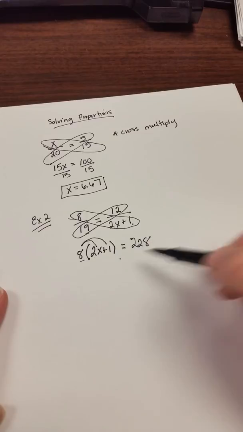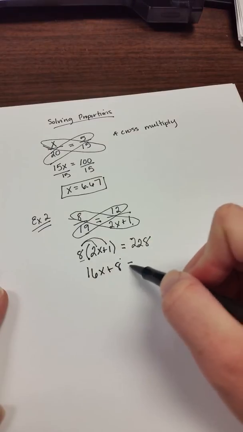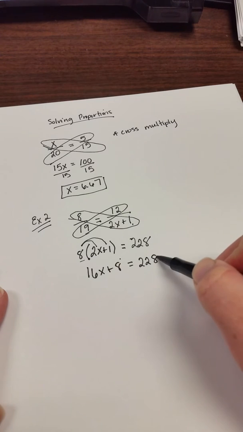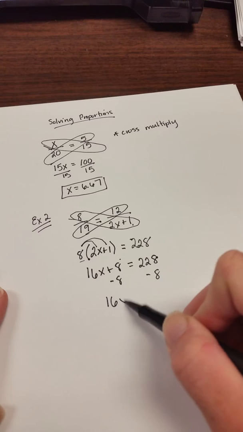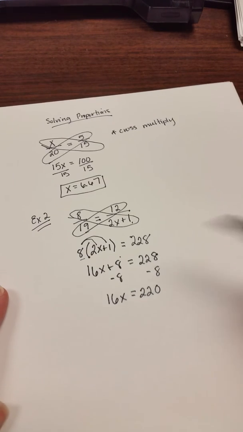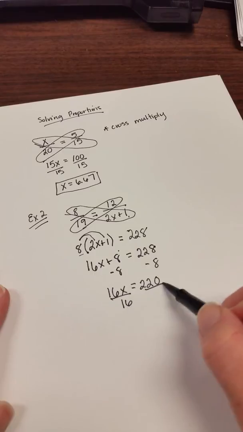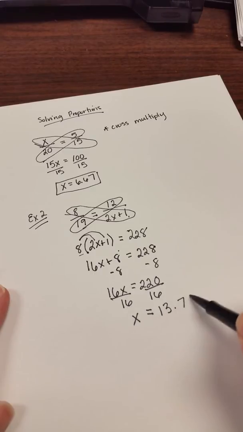And so then on this next step, we're actually going to distribute this. And so we'll get our 16x plus 8 equals 228. And then subtract 8 from both sides. And then divide by 16. And we get another decimal.